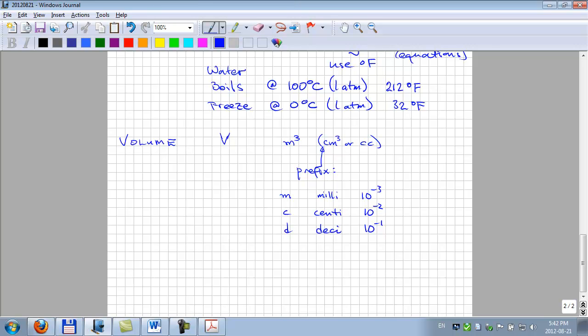There's not 10, and there's not 100, but there's 1,000. 1,000, that's kilo, 10 to the third. Capital M, mega, 10 to the sixth. Then capital G, giga. It's 10 to the ninth.